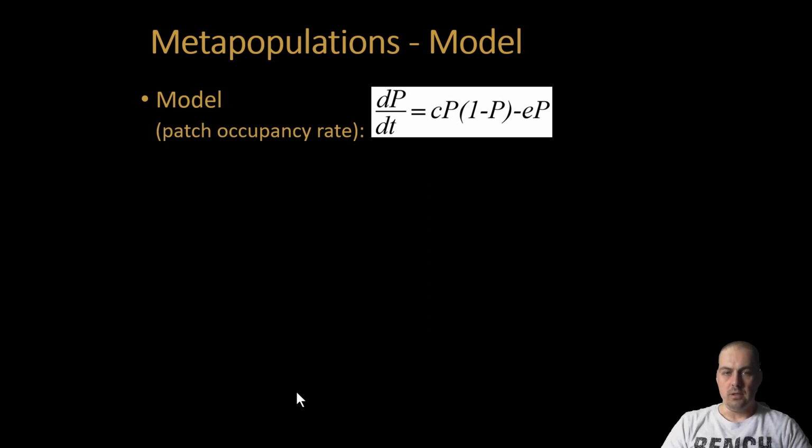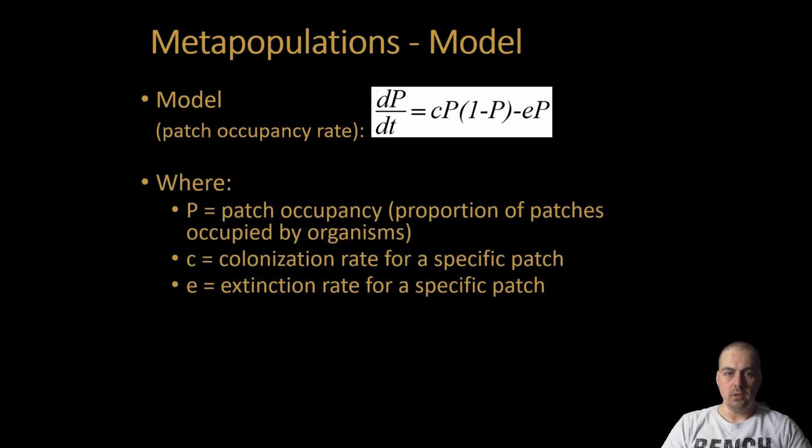And so this idea is reflected in the metapopulation model, which is referred to as the patch occupancy rate. So we're not talking about size anymore. If we look a little bit closer, P is your patch occupancy, the proportion of patches that are occupied by organisms. You're going to have to calculate this for one of your questions on your assignment. It's just the number of occupied patches divided by the total number of patches.